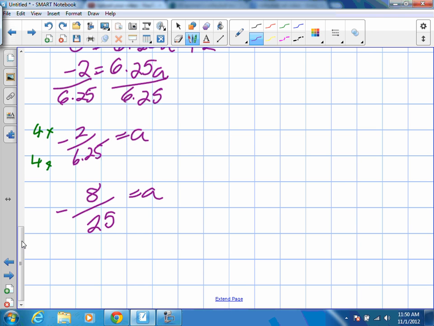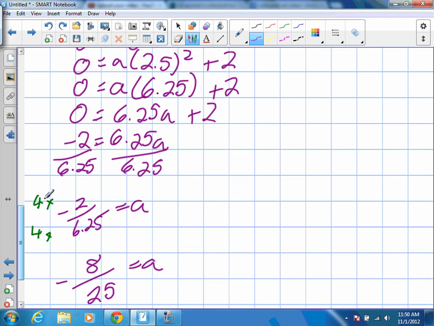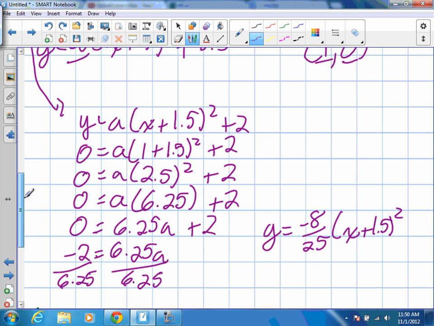So the equation of the smallest parabola would be negative 8 over 25 times x plus 1.5 squared plus 2. So we're taking this value here, and we figured out what our a was, and we plugged in for it. Plus 2. Okay?